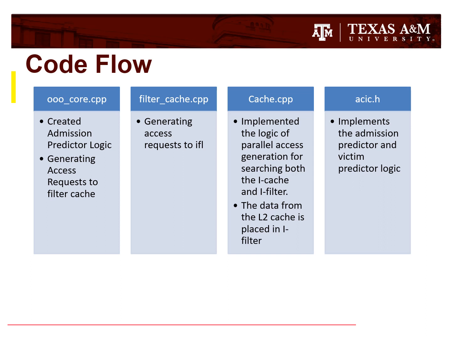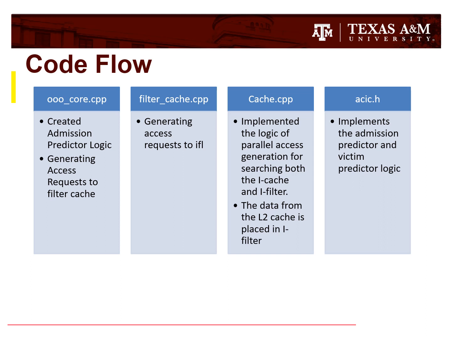Okay, so now let's understand the code flow. There are 4 major files that we have used in this project, which are oocore.cpp, filtercache.cpp, cache.cpp, and acic.h. The oocore.cpp is a file where we have modified it to create admission predictor logic. It also generates access requests to the filter cache. The filtercache.cpp generates access requests to IFL, which is our iFilter cache.